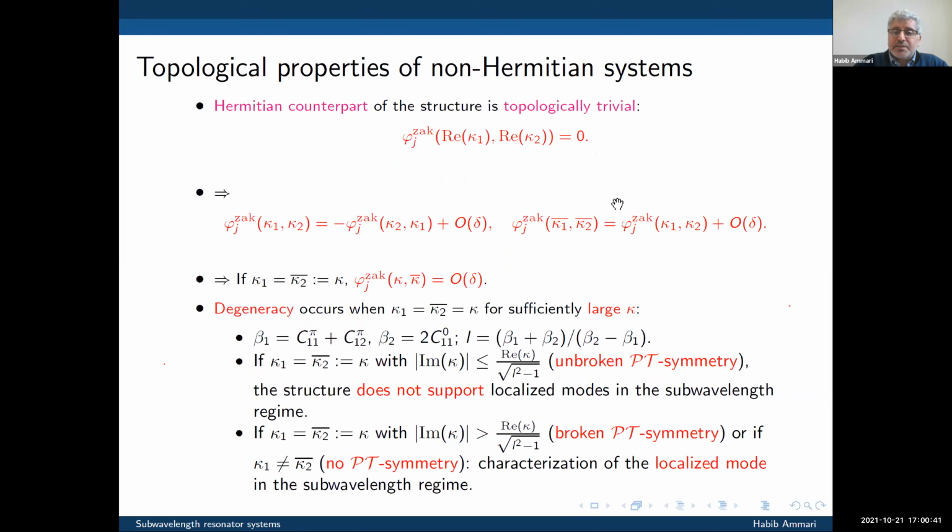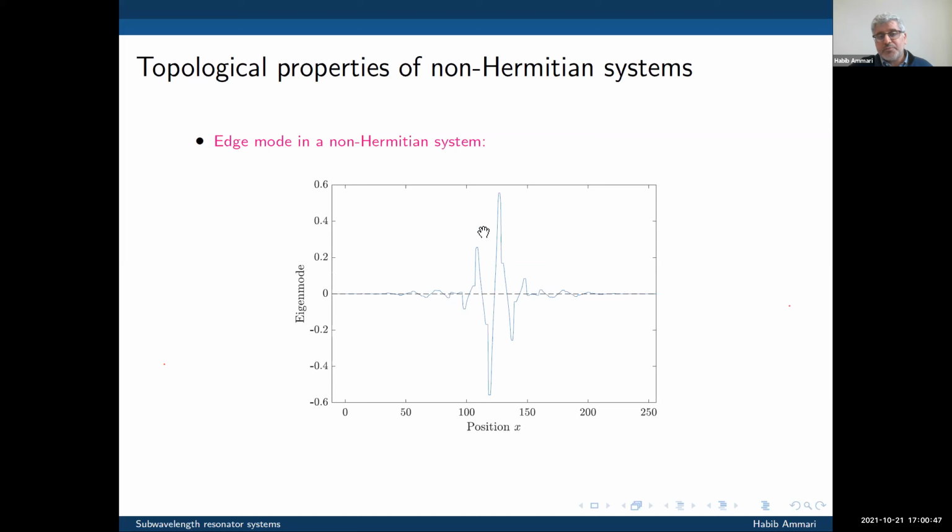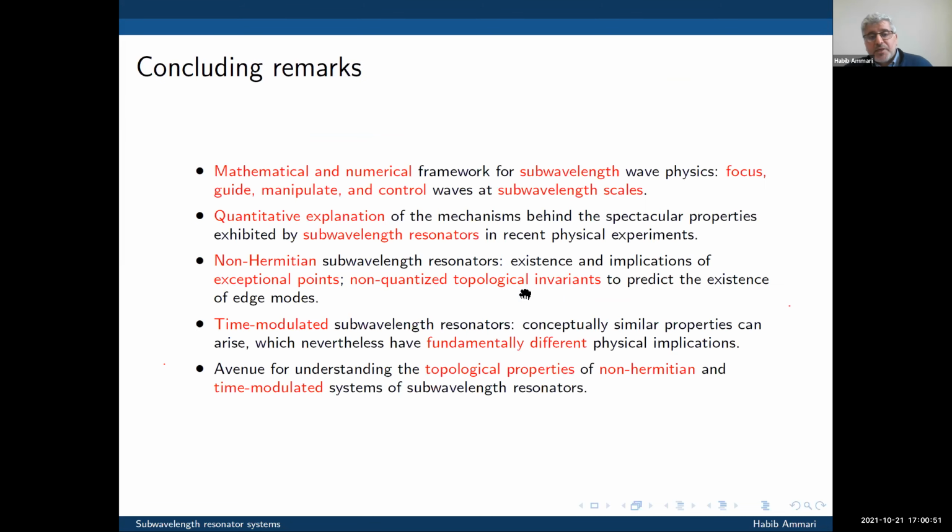And you can prove that it's not quantized. Nevertheless, it can be used to predict topologically protected edge modes. So by this, let me conclude my talk.